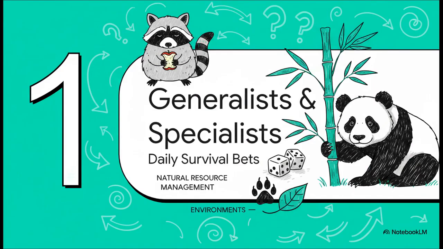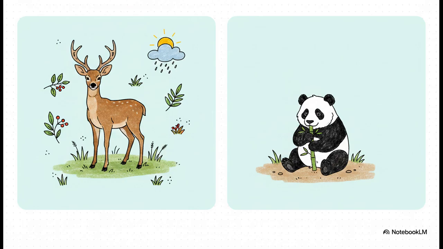All right, starting off with Section 1, generalists versus specialists. Let's look at the daily survival bets these animals are making. Think about a classic generalist species, like the white-tailed deer. These guys are incredibly adaptable. They feed on dozens of different plant species. And honestly, they don't really care if it's a freezing winter or a sweltering summer. They just adapt their diet to whatever happens to be around. They have a massive, broad ecological niche.